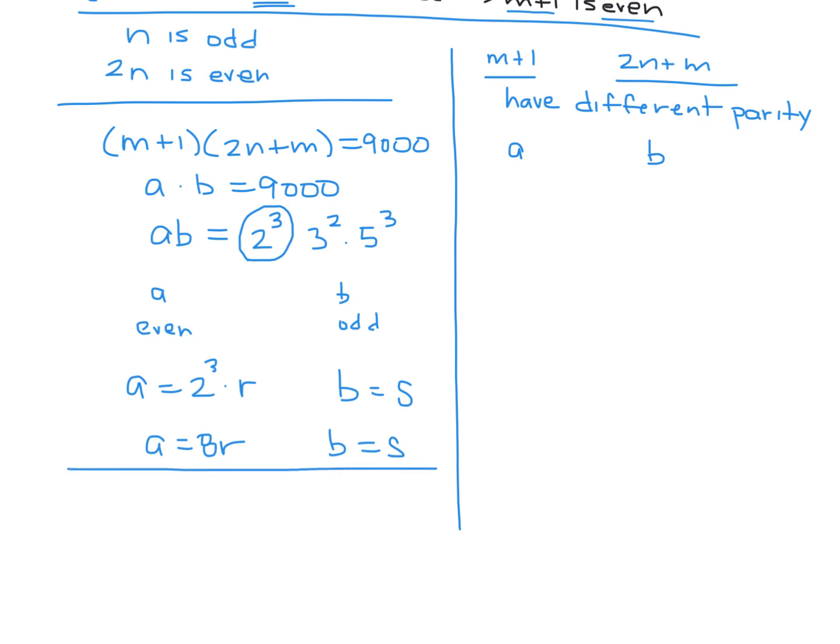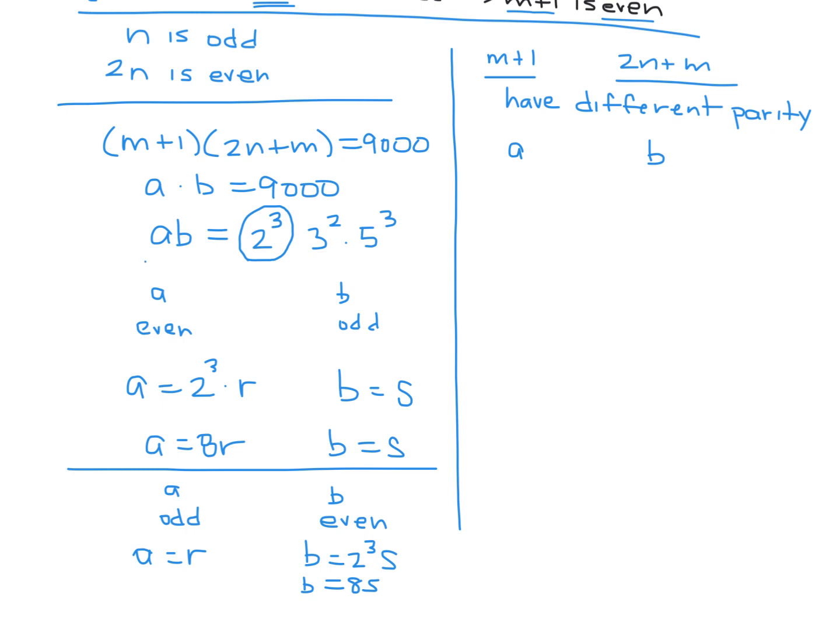That's the first scenario. The other scenario is that A is odd, and then B is even. So the same story, if B is even, it's also got to have all the 2's. So B would basically be 2 to the power of 3 times some s, and A would be something I don't even know, so we'll just call it r. So B is essentially 8s.